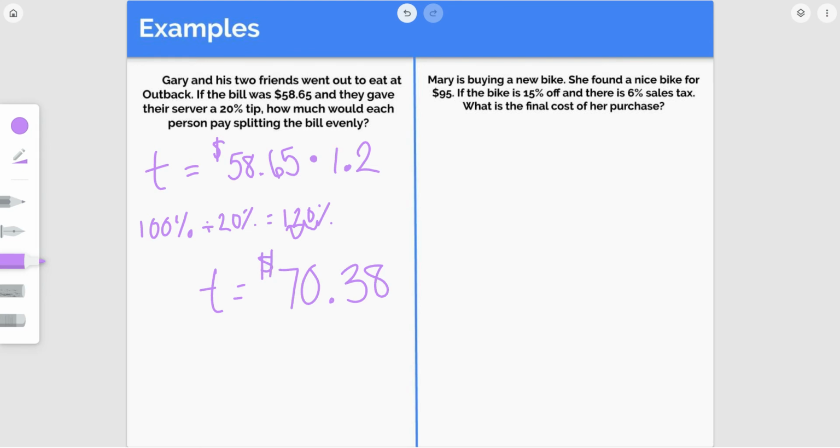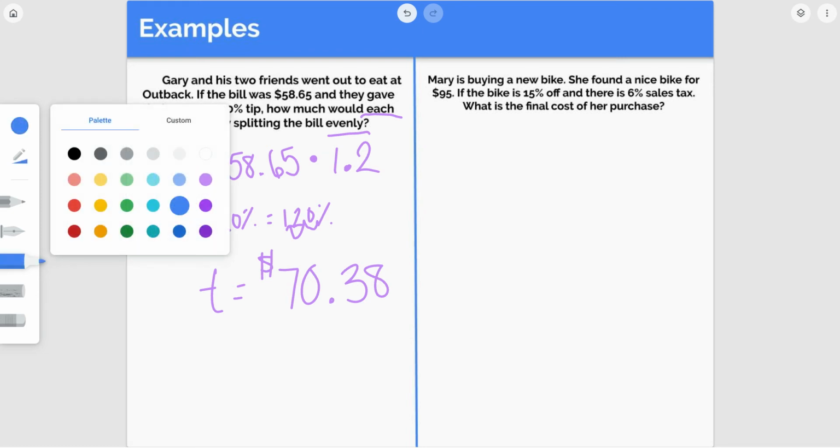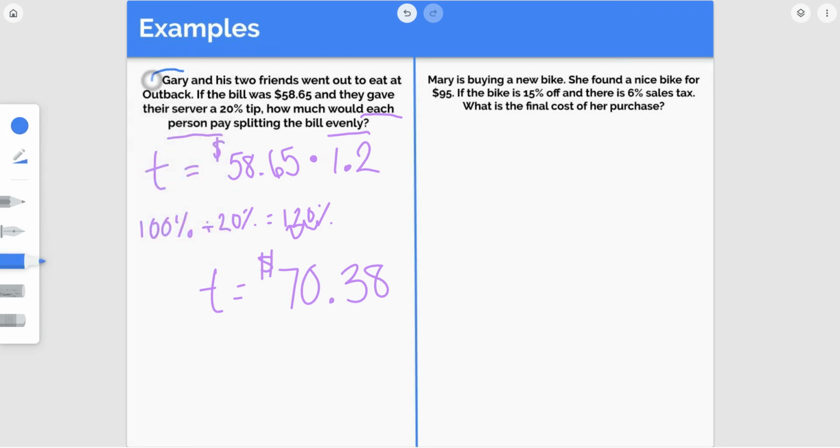But the question asks, how much would each person pay if they split the bill evenly? Well, I need to look. How many friends are splitting this bill? How many people are splitting this bill? Gary and his two friends. So how many people are there? Well, there's 3 people.